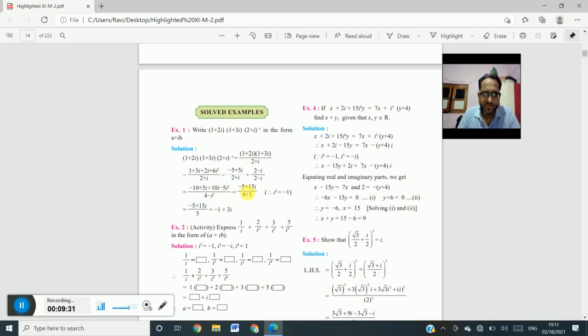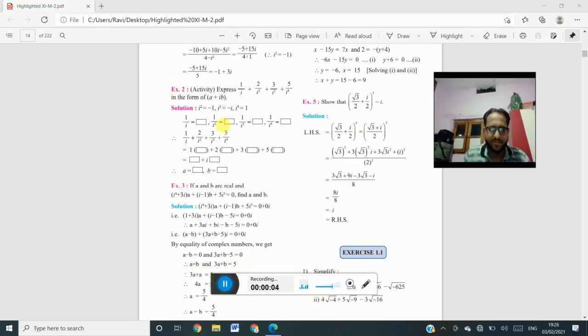What is minus 5? How is minus 5 obtained here? See here, 5i plus 10i, that's 15i. This i square is minus 1, minus 1 into minus 5 means plus 5, plus 5 minus 10 means minus 5, okay? And 4 minus i square, where i square means minus 1, minus minus is plus 1, 4 plus 1 is 5. So minus 5 plus 15i divided by 5, and we divided by 5, so minus 5 by 5 means minus 1, plus 15 by 5 means 3i, right? So we wrote this in the form of a plus ib, right?